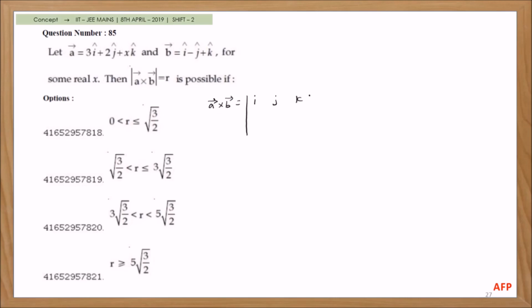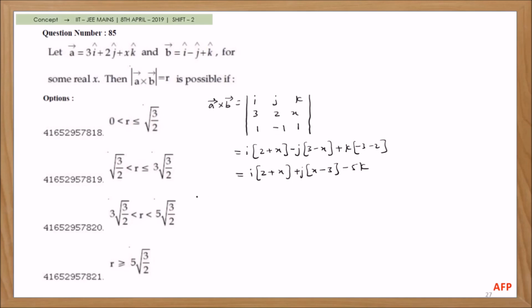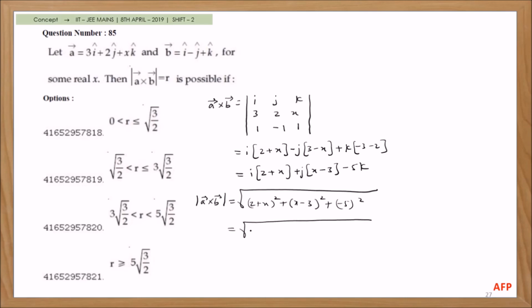The first row is i, j, k. The second row is the coefficients of i, j, k of the first vector, so 3, 2, x. The third row is the coefficients of the second vector, 1, minus 1, 1. If you go for expansion, we get (2 + x), (x - 3), and minus 5. Now we are supposed to find the magnitude. The magnitude is the square root of the sum of the squares of the coefficients: (2 + x) whole square plus (x - 3) whole square plus (-5) whole square.